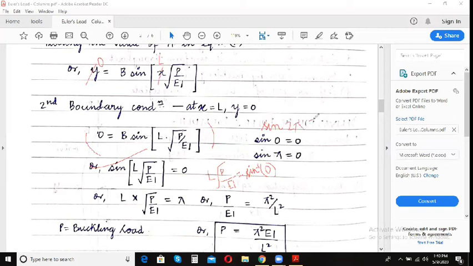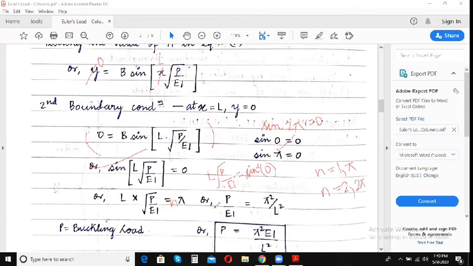So what you can do is, in the place of sine inverse 0, we will substitute pi. So we have L into root over of P by EI is equal to pi. But you can also write it as n pi, because for n equal to 1, n pi becomes pi. For n equal to 2, we are going to have 2 pi. So you can substitute the values of n accordingly.